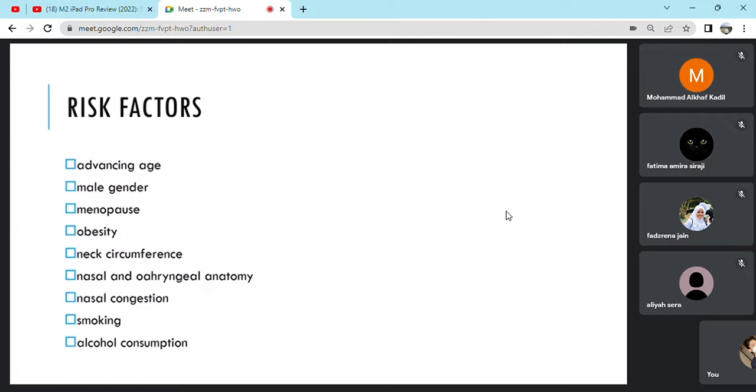So again, in correlation to this one, nasal and oropharyngeal anatomies usually will predispose an individual to develop obstructive sleep apnea. Ito yung common na nakikita natin sa mga pediatric patients because they have nasal and oropharyngeal abnormalities in their anatomy. That's the reason why sometimes they are really suffering from nasal congestion also. Because of the abnormalities in their nasal and oropharyngeal anatomies, it also led to the development of OSA.